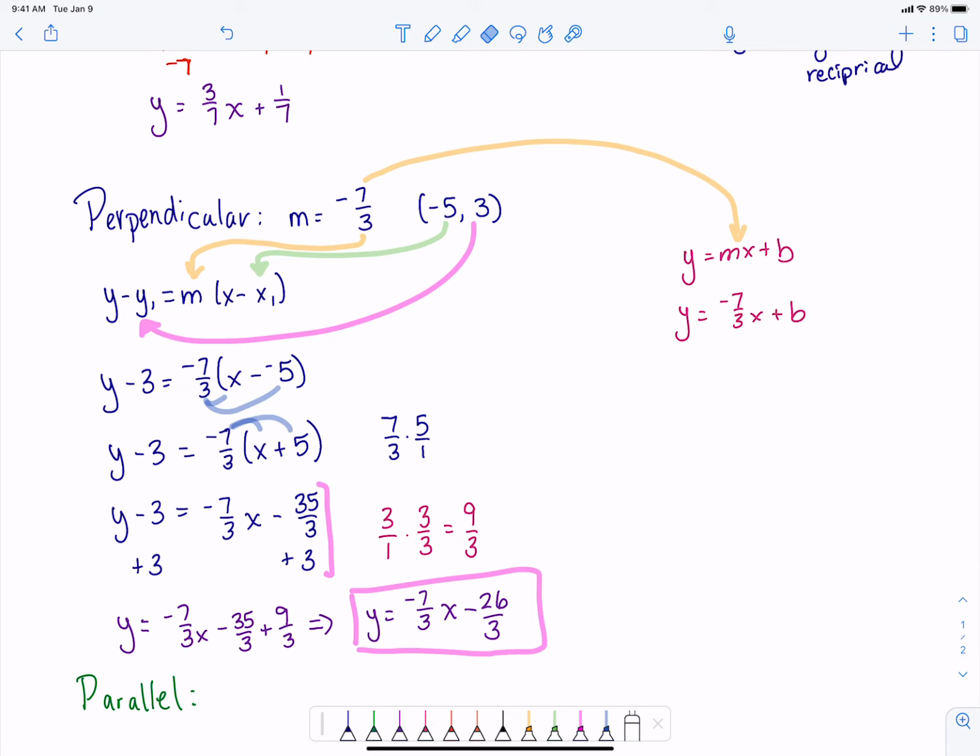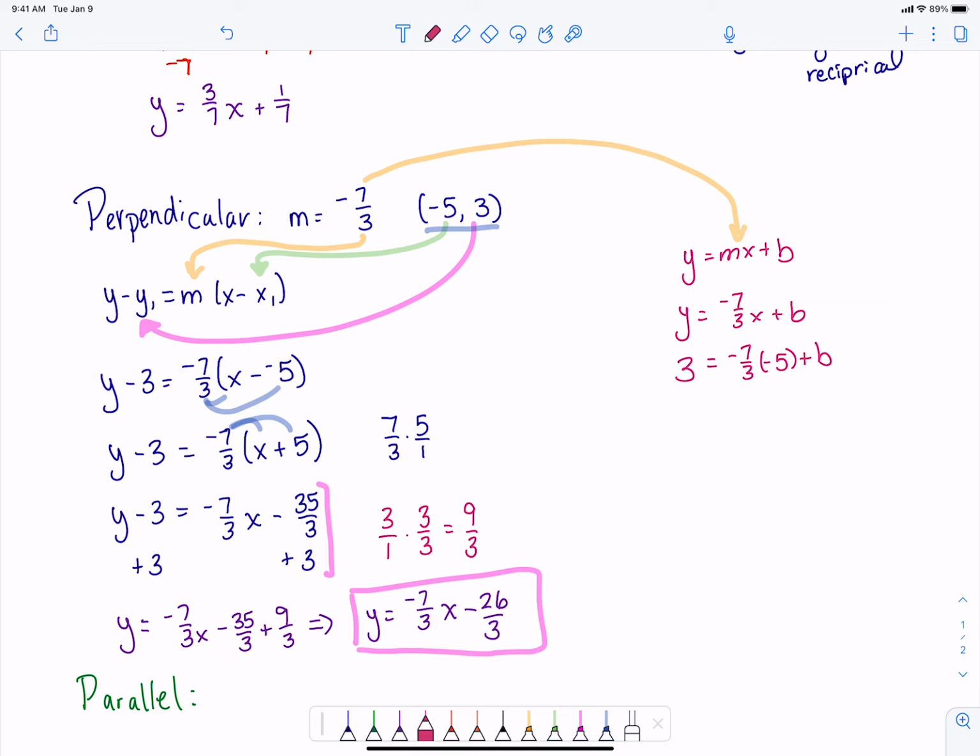Then we also know if we plug in this point we're given, negative 5, 3, and add whatever our b is, we technically know what it is, but this is our second way of finding it. We should get 3 out as an answer. So we can use this point along with our slope to find the y-intercept, and that's exactly what we're doing with point slope.